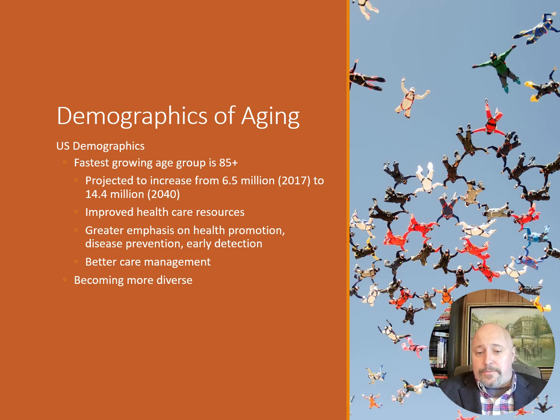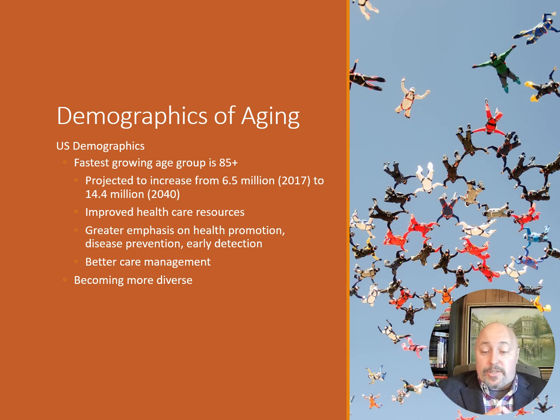A subject we've briefly touched on already is demographics and the rapidly aging average within society. The fastest growing age group within the U.S. is the 85 plus, and that's projected to increase from 6.5 million in 2017 to 14.4 million in 2040. And as we age, we require more and more health care. There's going to be more and more resources that need to be delegated to this age group.